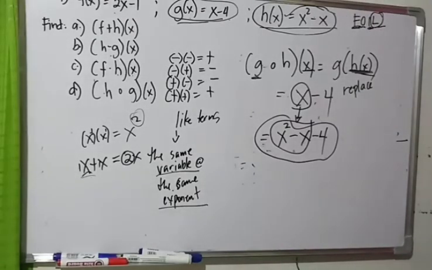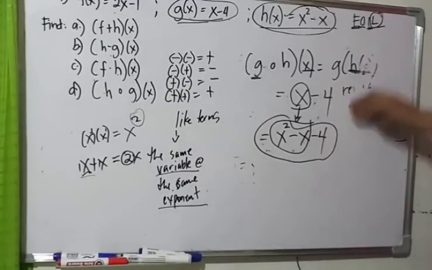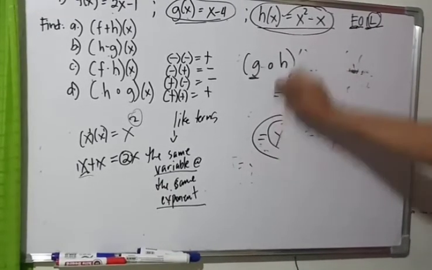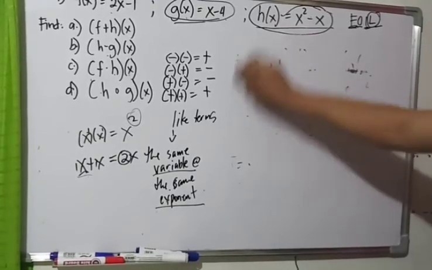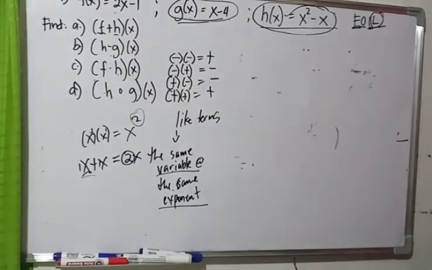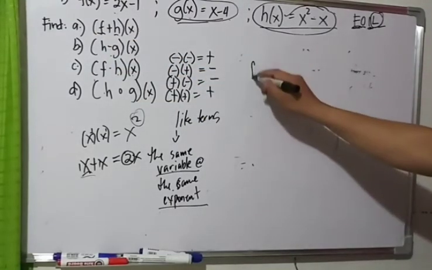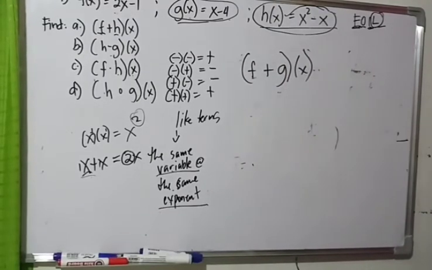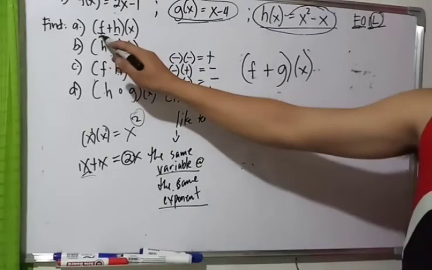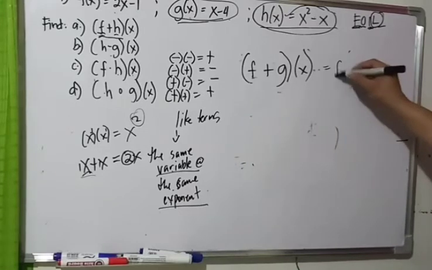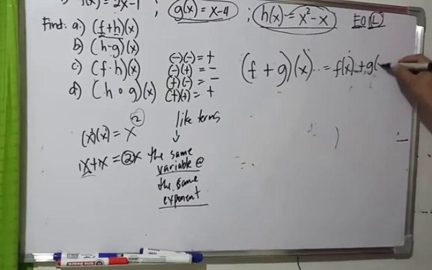Okay, so since we are done with f and x, how about f plus g times x? The given is different from earlier. So this is f plus g times x, that is f of x plus g of x.